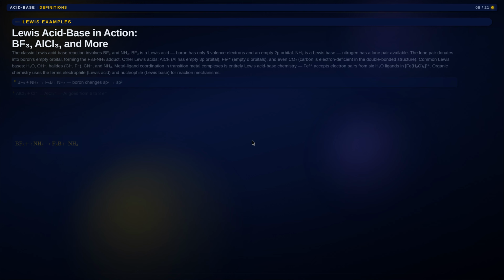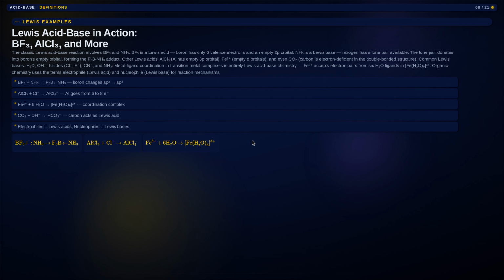Classic Lewis acid-base reactions include the formation of the adduct between boron trifluoride, BF3, and ammonia, NH3. BF3 has an empty p orbital that accepts the lone pair of ammonia. Metal ions are Lewis acids. They accept electron pairs from water or ammonia to form complex ions. The silver-ammonia complex, Ag(NH3)2+, forms when Ag+, a Lewis acid, accepts electron pairs from two NH3 molecules, Lewis bases. Even proton transfer reactions are Lewis acid-base at heart.